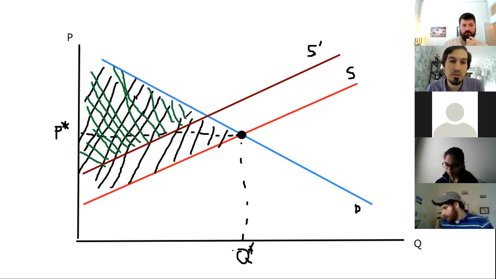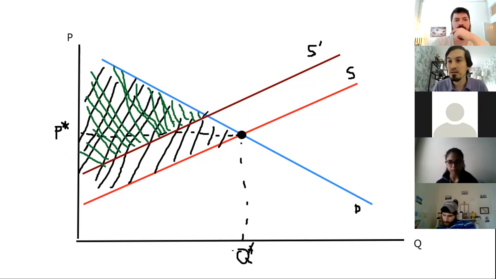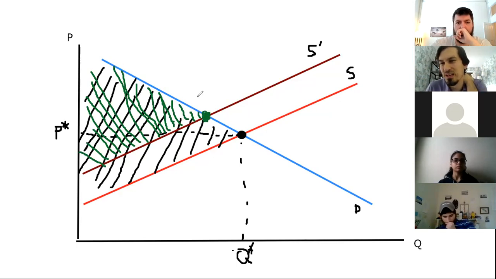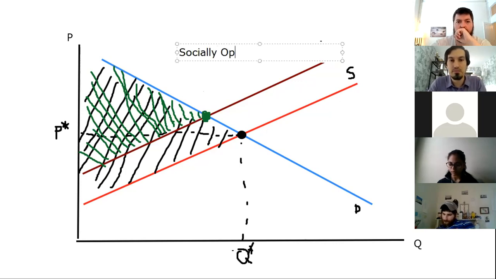In terms of what a government should be promoting, what does a government want? It wants efficiency. It wants allocative efficiency, but it should include externalities, because after all, the people who are suffering the externality are part of society. We should care about them too. So actually this point right here is the socially optimal point. I think that's what it's often called, social efficiency, socially optimal. Okay, that's socially optimal.